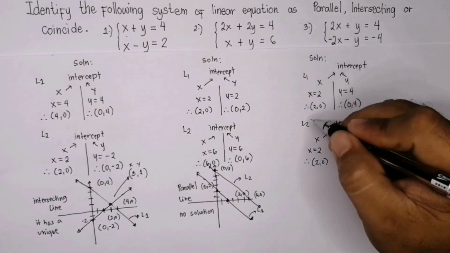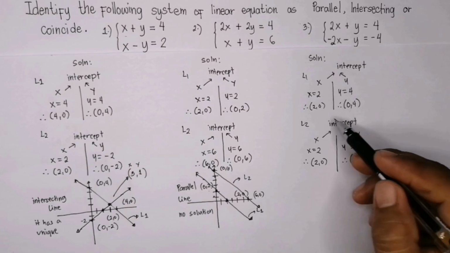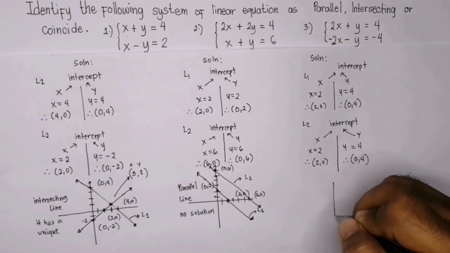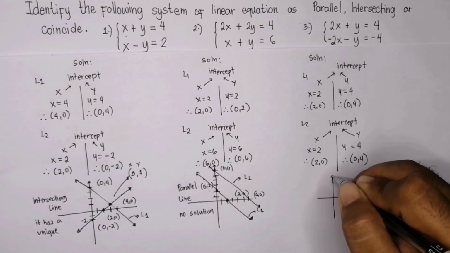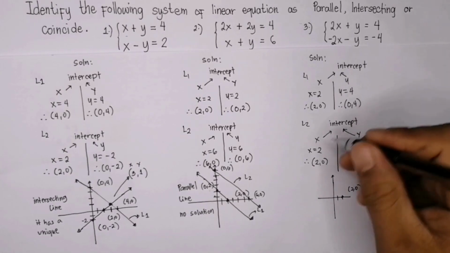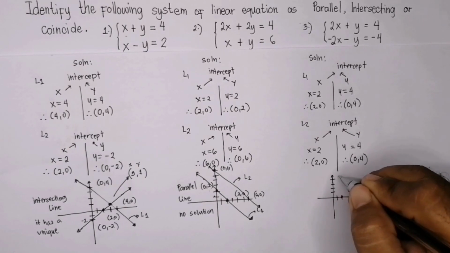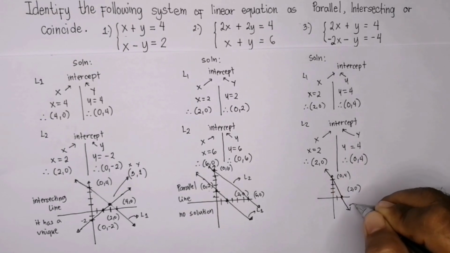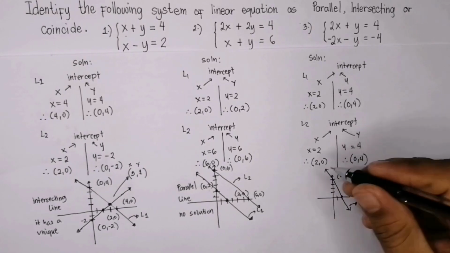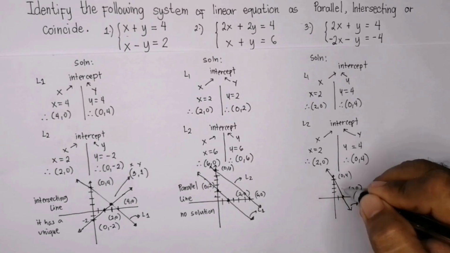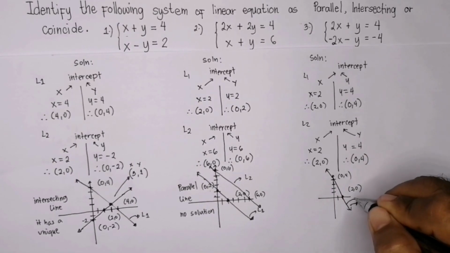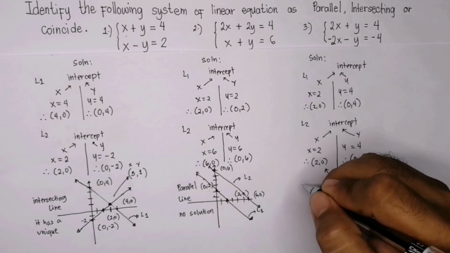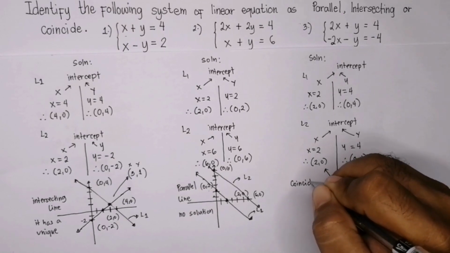So based on the values, what can we tell? They are the same. So if we plot or graph it, here that is (2, 0), (0, 4), 1, 2, 3, 4. That is (0, 4). We graph the line 1. But line 2 is still the same. As you can see, we also have line 2 here. So what type of line is this? We call it a coincident line.